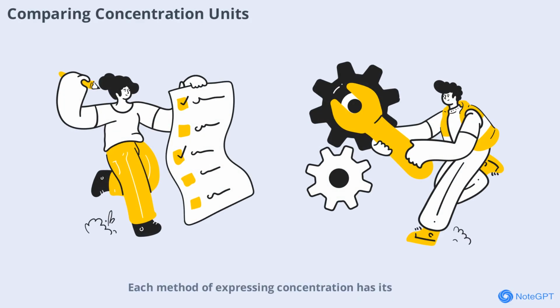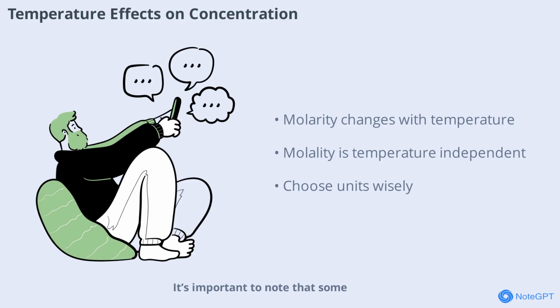Each method of expressing concentration has its own advantages and is suited for specific situations. Mass percentage is great for solid mixtures, volume percentage for liquid mixtures, and mass by volume for medical solutions. Molarity and normality are essential in laboratory chemistry, while molality is preferred when temperature changes are involved. Understanding when to use each unit is key to accurate solution preparation. It's important to note that some concentration units are affected by temperature changes. For example, molarity depends on the volume of the solution, which can expand or contract with temperature. On the other hand, molality is based on mass, which doesn't change with temperature. This makes molality a better choice for experiments involving temperature variations.